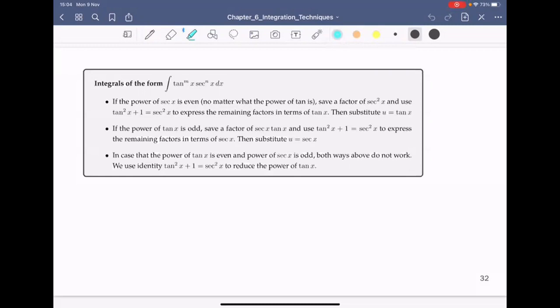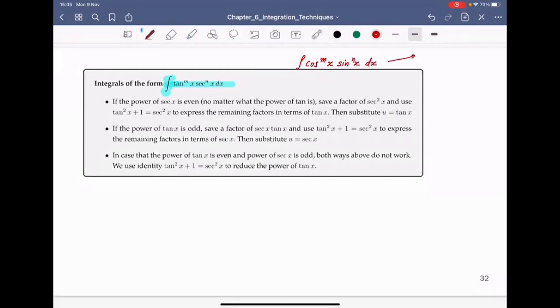tan to the m power multiplied by secant to the n power. On the slide here, I have integrals of the form the product of a power of tan and a power of secant. So the idea is the same as before. When we do the integral of cosine to the m x and sine to the n x dx, this is what we did last week.